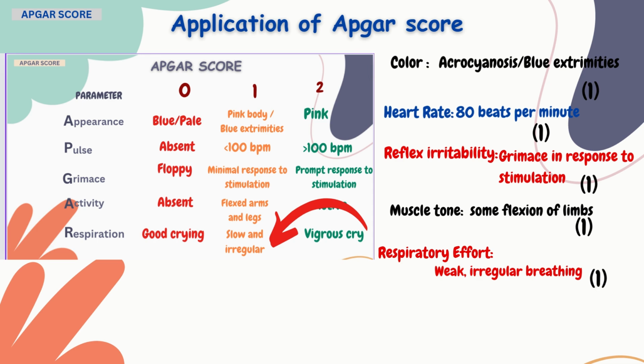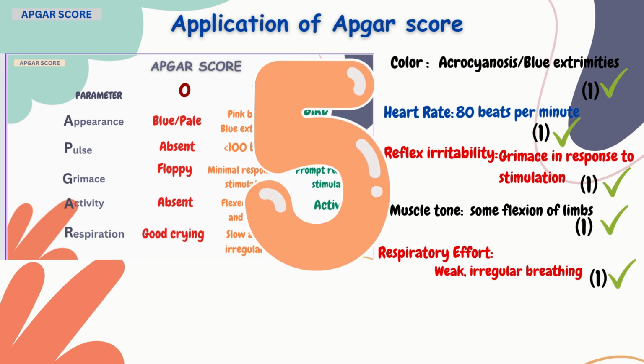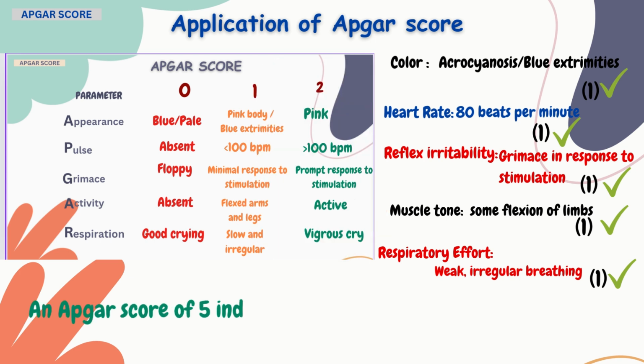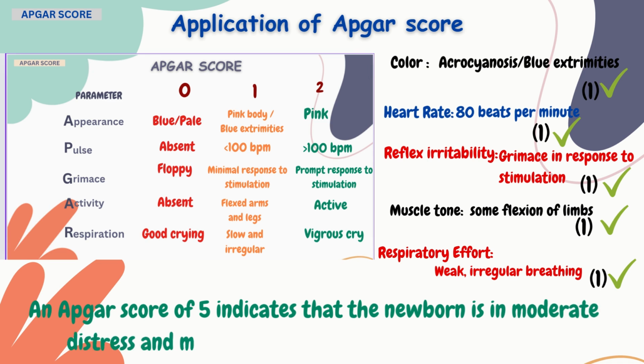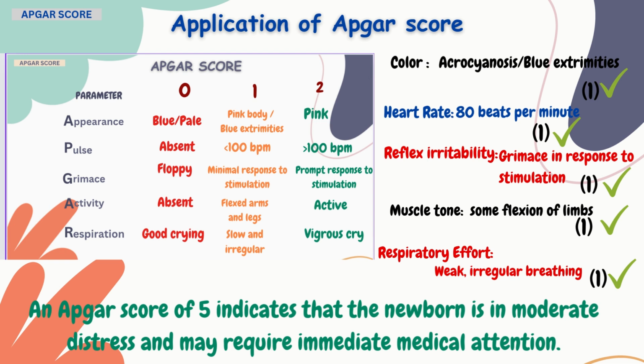When we sum the scores of all the parameters given, we come up with a score of 5. So an APGAR score of 5 indicates that the newborn is in moderate distress and may require immediate medical attention.